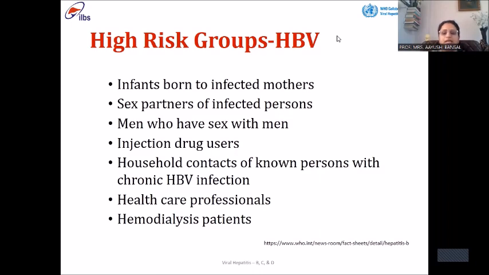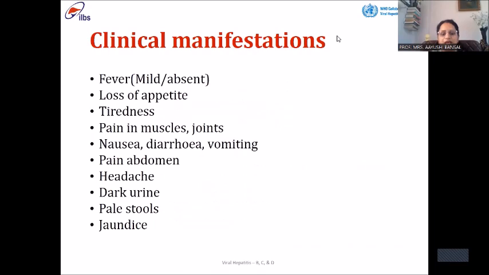Clinical manifestations of hepatitis B virus: fever, which can be mild, and in some cases we can see that it is absent also. Second is loss of appetite, tiredness, muscle pain, joint pain, nausea, diarrhea, vomiting, abdominal pain, headache, dark urine, pale stools, and jaundice.